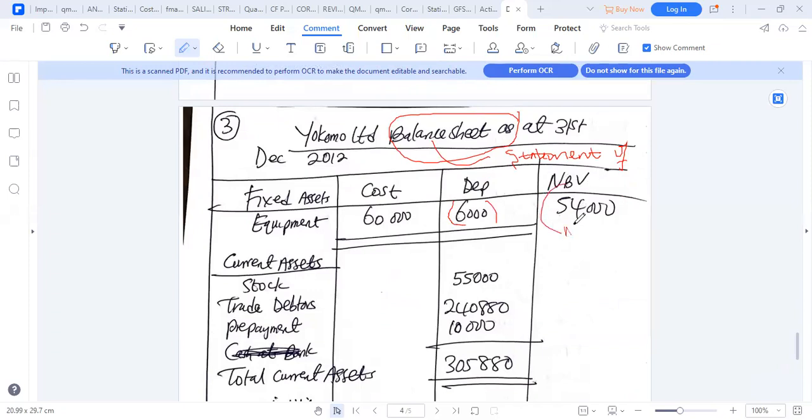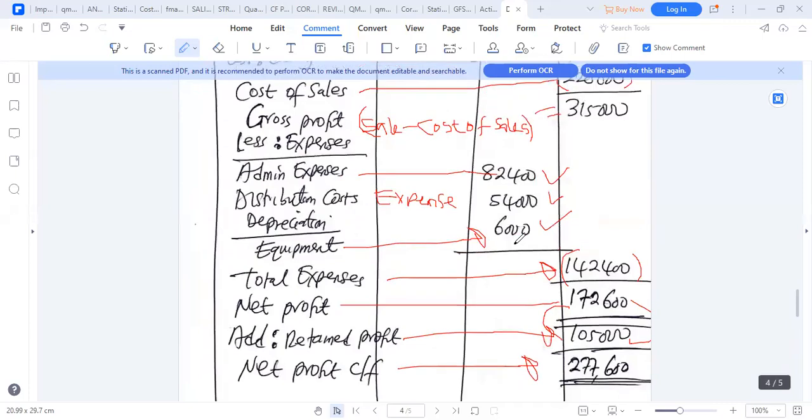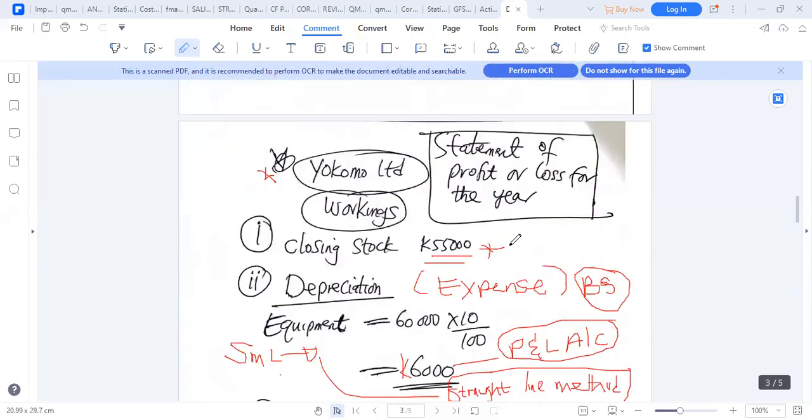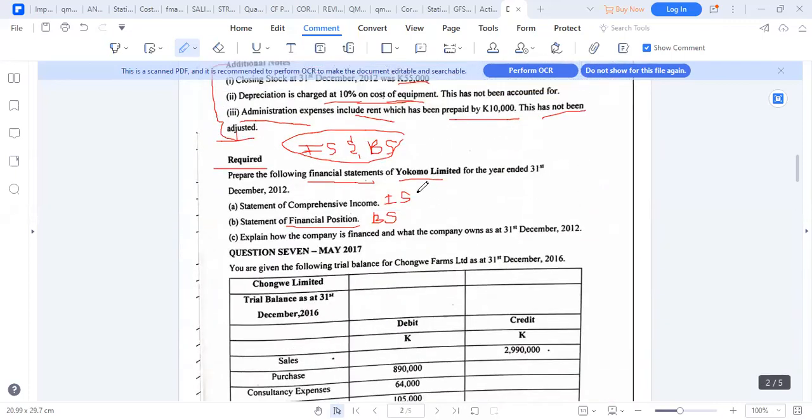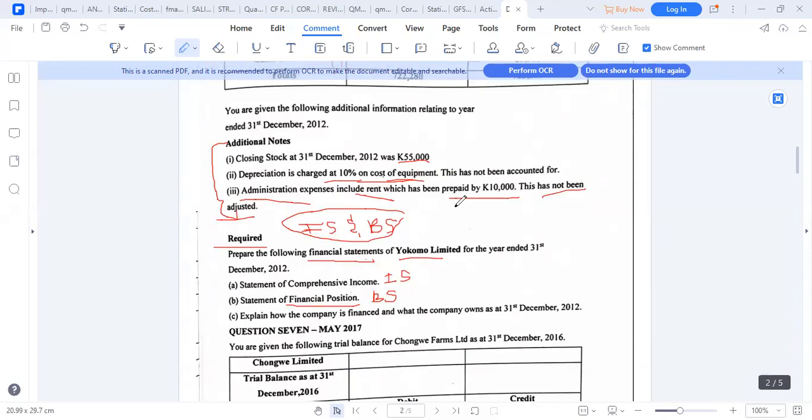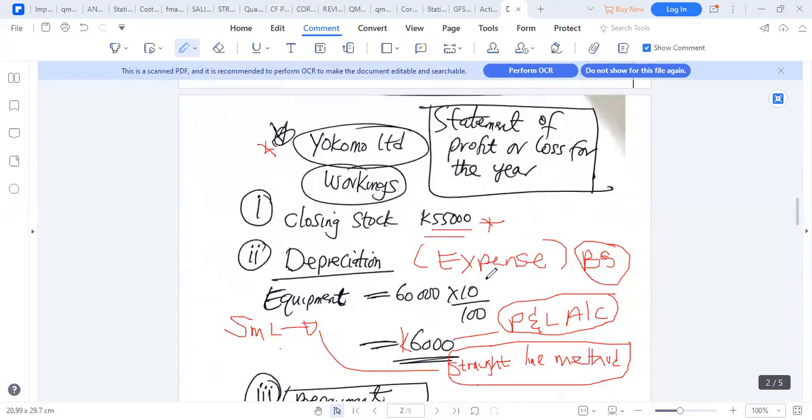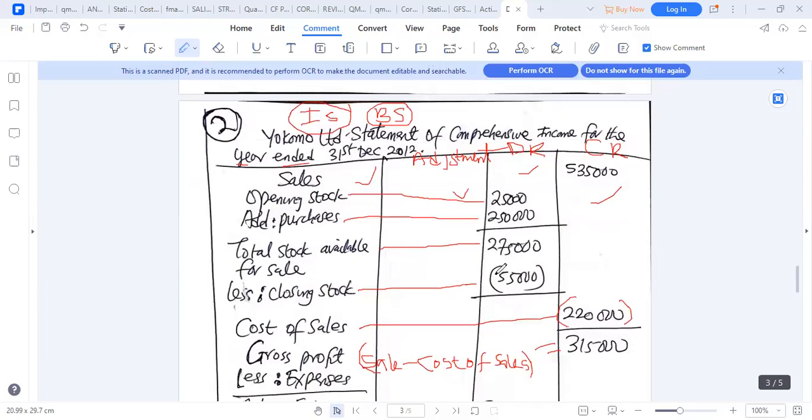This simply means net book value. So the net book value of this equipment is going to be what? 54,000. The stock is 55,000 according to this. It's 55,000. All right, so we have 55,000 there. Then what else do we have?